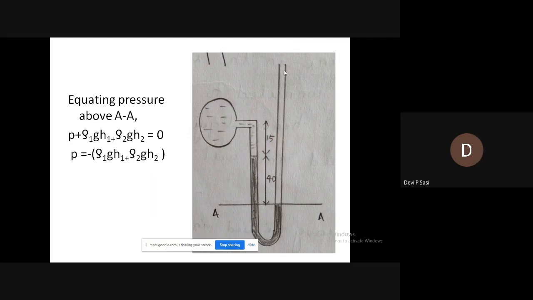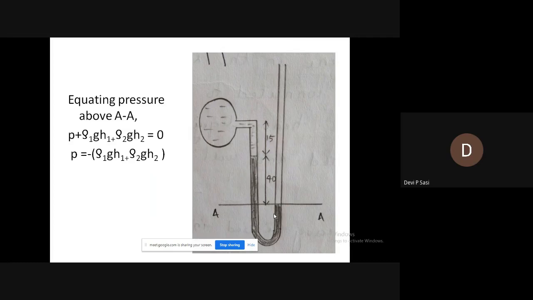Above the datum line, the right limb will be empty. Because it possesses vacuum pressure, inside the right limb it will be empty above the datum line. Then what is given in the question? The difference of mercury level between two limbs is 40 centimeter. So how many limbs are there? Left limb and right limb. And the difference of mercury level between both of the limbs is 40 centimeter.